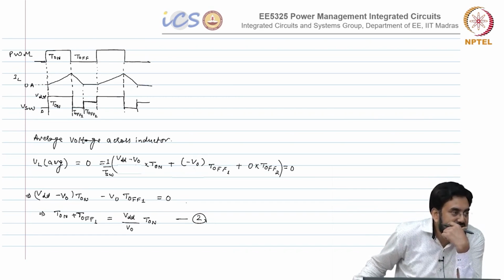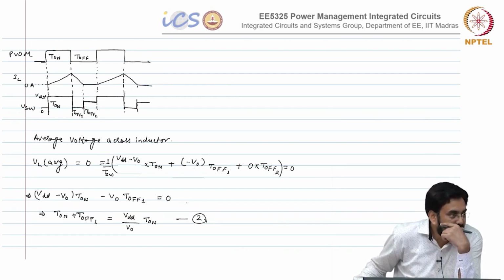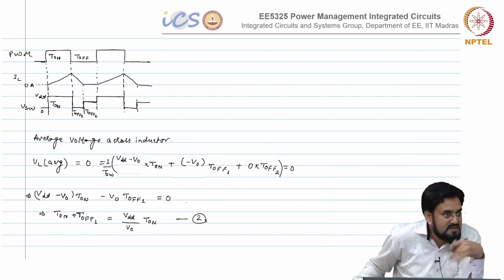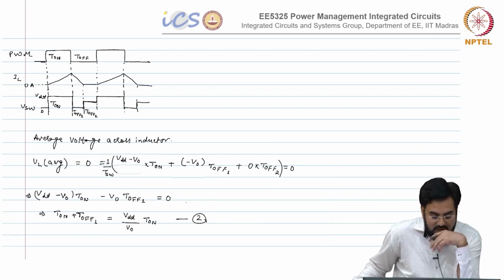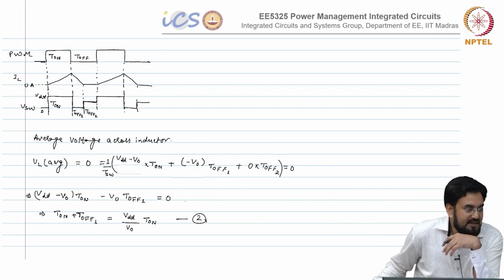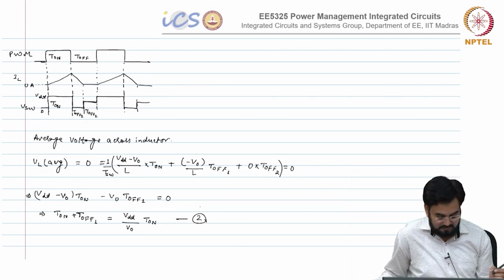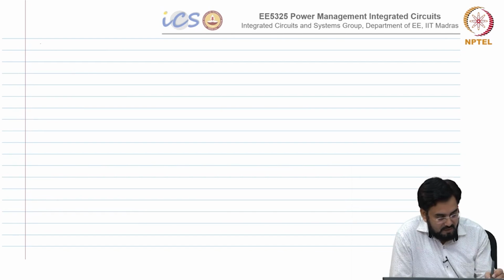What is the second condition for regulation? So, this was based on voltage. What is the condition based on current? Average inductor current should be the same as load current.